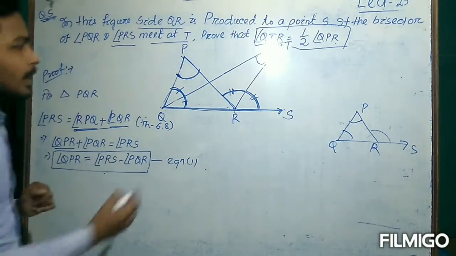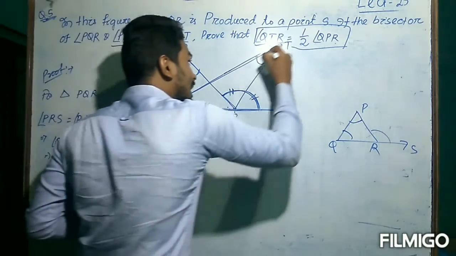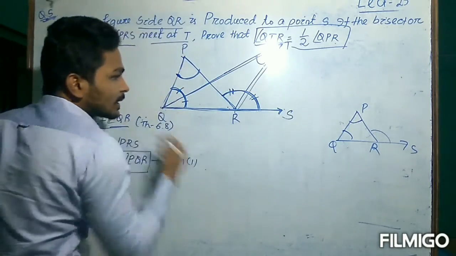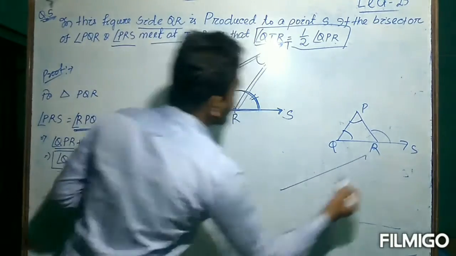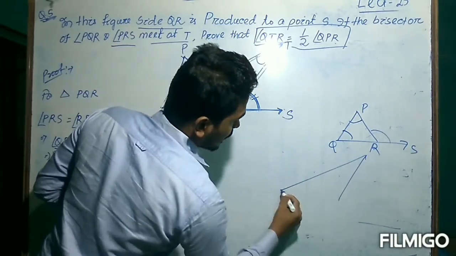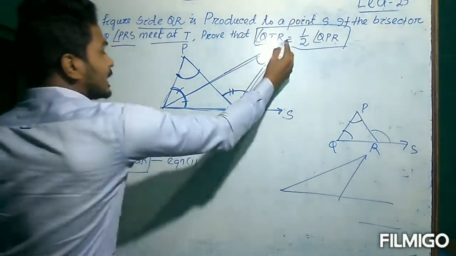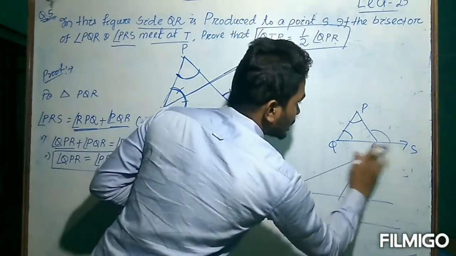Next, if we consider this as a triangle, which triangle? Like this, and then this, and this. TQR.